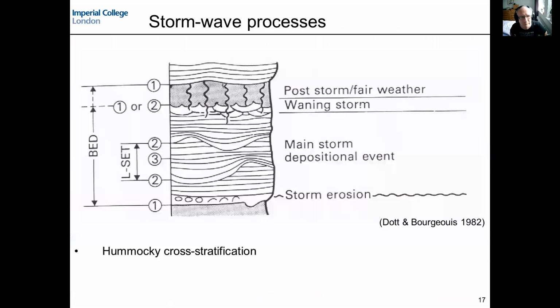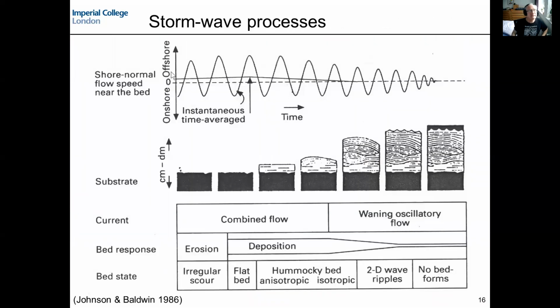How does that form? What this diagram is showing, this graph at the top, is offshore versus onshore direction of flow at the seabed, and zero means basically no flow, and as we move either up or down, we have a higher velocity in a particular direction at the seabed. The horizontal axis is time, so on the left we have zero time, and as we pass towards the right we have a progressively greater amount of time.